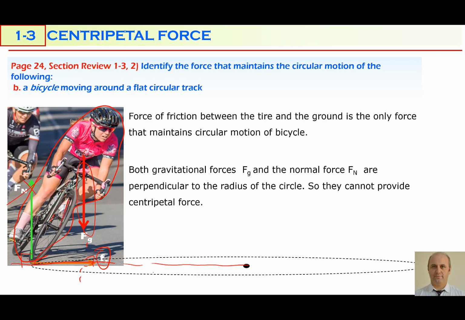Static friction force is always parallel to the contact surface, so the surface is horizontal. Static friction force also must be horizontal and in the opposite direction of the tendency of skidding. Tendency of skidding is away from the center. That's why static friction force must point towards the center. That's why static friction force in here will be the only centripetal force which provides circular motion of the bicycle, of course together with the rider.